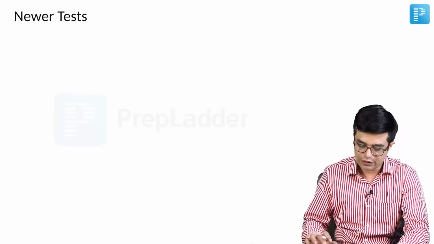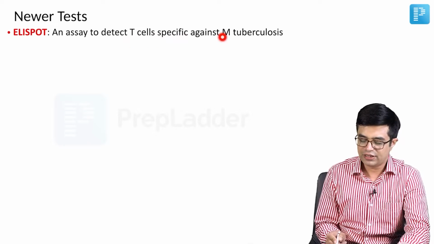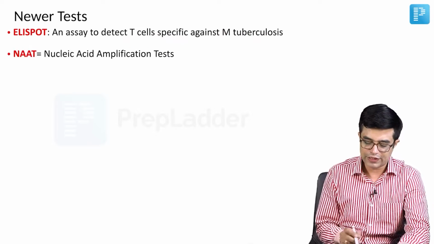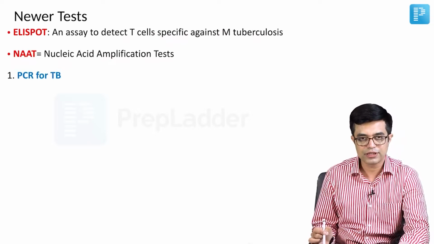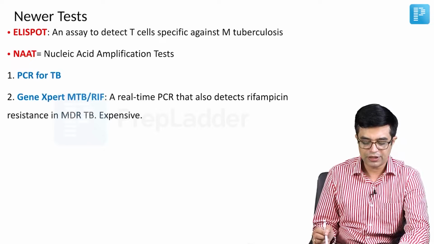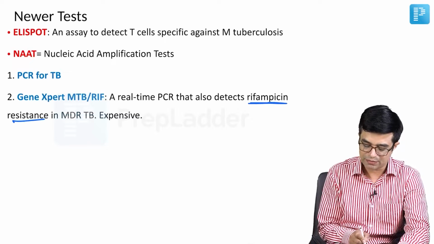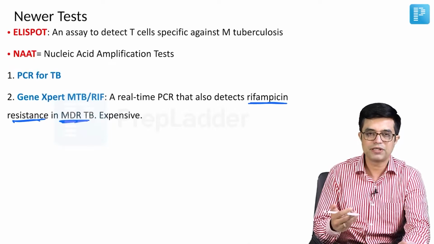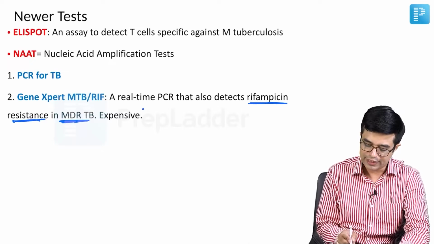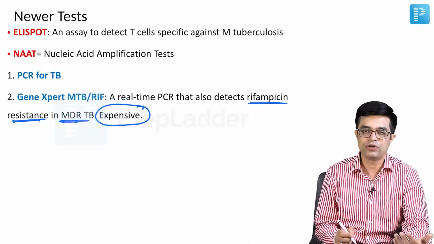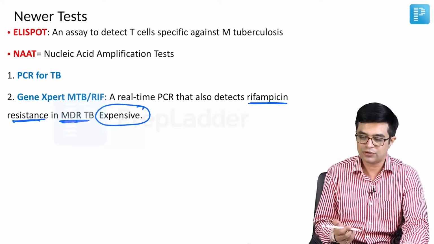Then what are the newer tests which are available? There is a test called ELISpot which checks for T cells specifically directed against Mycobacterium tuberculosis. We have NAT, which stands for nucleic acid amplification test. It mainly includes your PCR for tuberculosis, and it includes Gene Expert MTB/RIF. It is a real-time PCR that detects rifampicin resistance in MDR-TB, and within 2 hours it gives a report of the presence or absence of tubercular infection in the patient. It is expensive. It comes in the form of cartridges which are very costly, but wherever facilities are available, Gene Expert can again be a useful diagnostic.